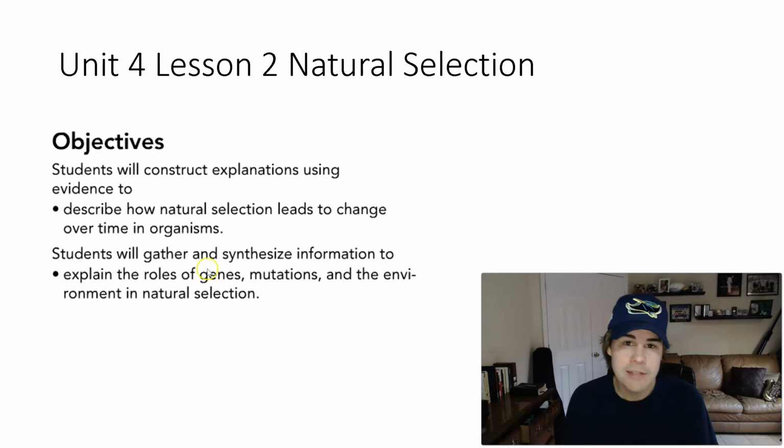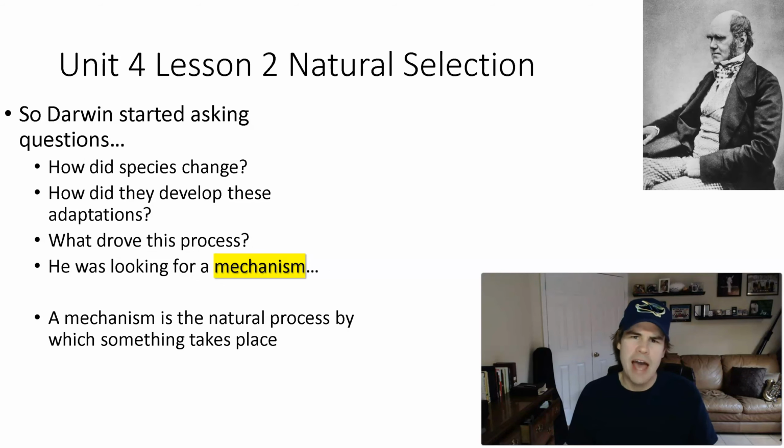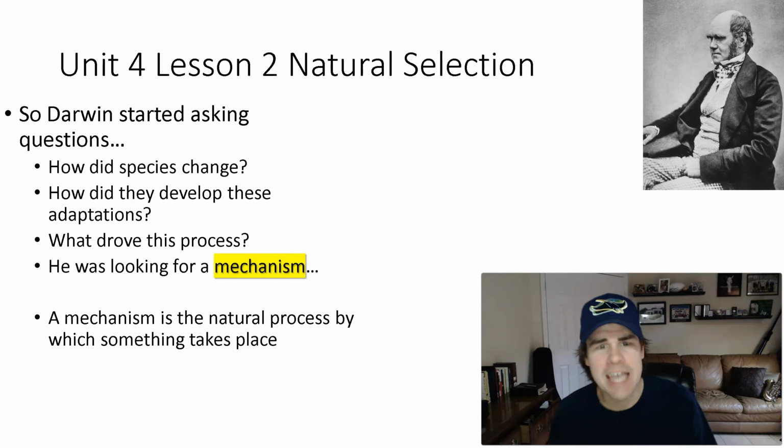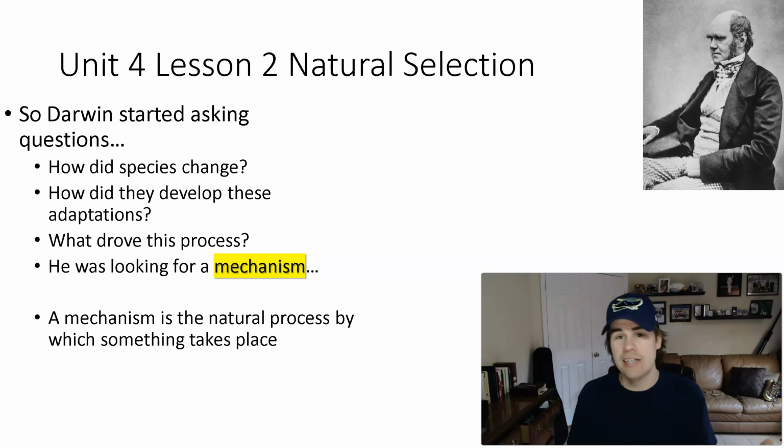So we've been talking about Darwin. Darwin, English naturalist, went on this 5-year journey, and he started to ask questions. Like, how did species change? How did they develop these adaptations? What drove this process? What was driving this selection? He was kind of thinking like, well, it seems like organisms are specifically adapted to where they're living. What was driving this? He was looking for a mechanism.